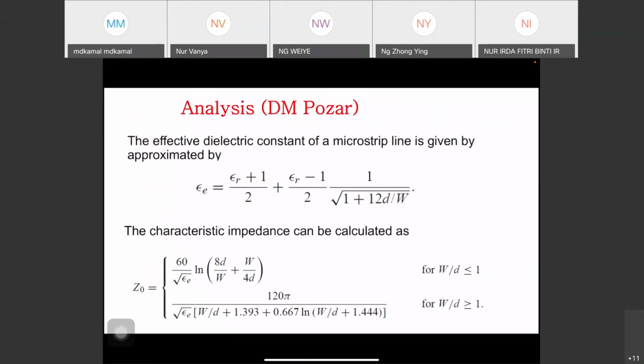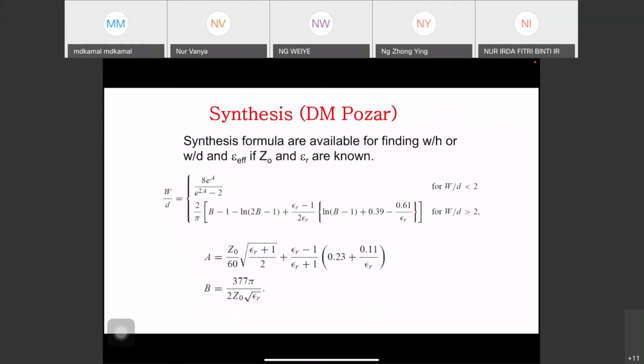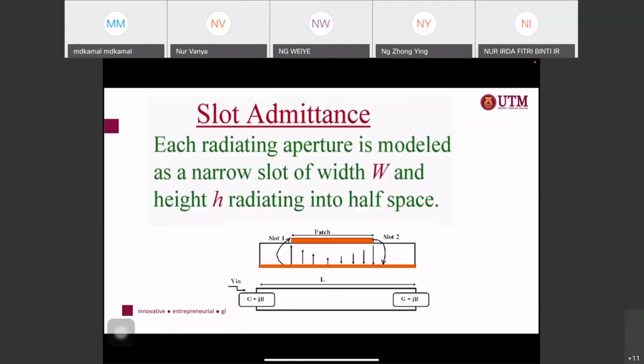So you have to make sure that you can find what W over D is. D, as usual, from the substrate itself, we know D or H is the same. W is the width of that, and then you can calculate what your Z naught is here. So this is just a synthesis of how we want to get W over D, using the synthesis from the POSA books. Okay, so that is about the microstrip.